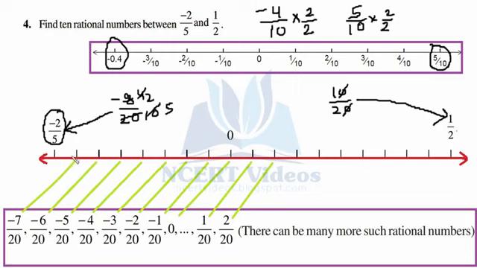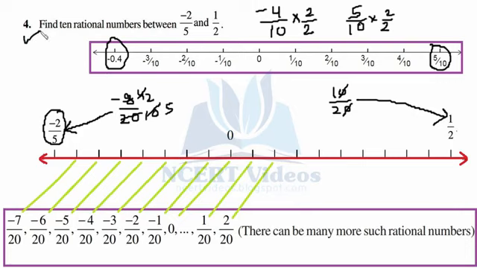So we have to divide. This would be minus 7 over 20, minus 6 over 20, minus 5 over 20, and so on and so forth. This would be 2 over 20. When we write these numbers, these are 10 in total. There can be many such rational numbers. For instance, this would be 3 over 20, 4 over 20, and what would be this? 9 over 20. So with this, you got an idea how to solve such a question. Just make the denominator the same and find the corresponding rational numbers between them.